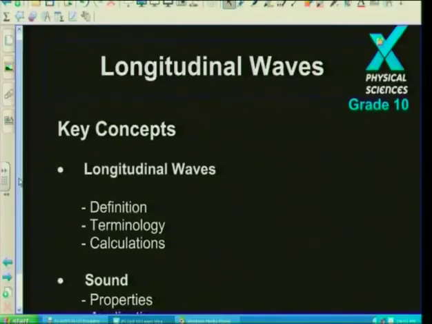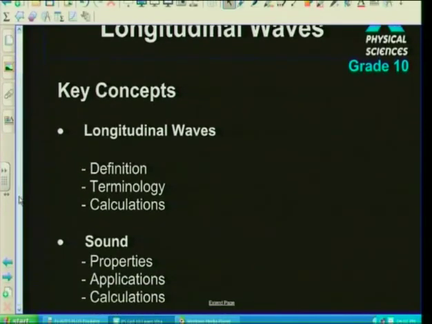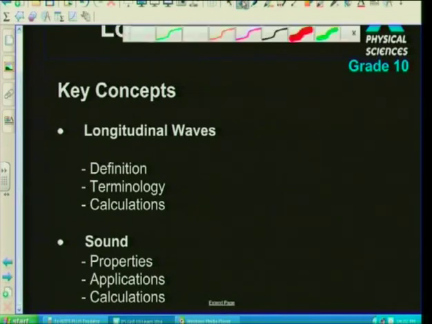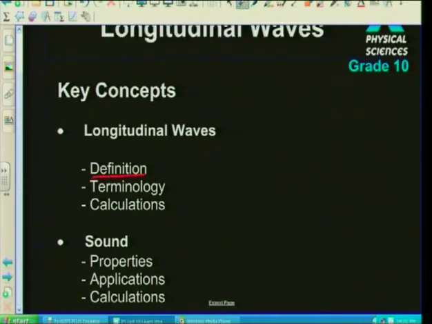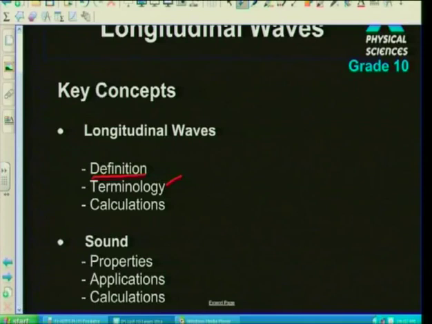First thing we need to do is talk about what I want you to be able to do by the end of this lesson. So let's think about the key concepts. In terms of longitudinal waves, you need to be able to give me a definition of what a longitudinal wave is. The definition is going to be very important. Then you're going to have to give me important terminology, things like amplitude and wavelength, and I'm sure you remember those from transverse waves. Then we're going to look at some calculations. It's a wave, which means it's going to have a wave speed, just like our transverse waves did. So we're going to need to do calculations.